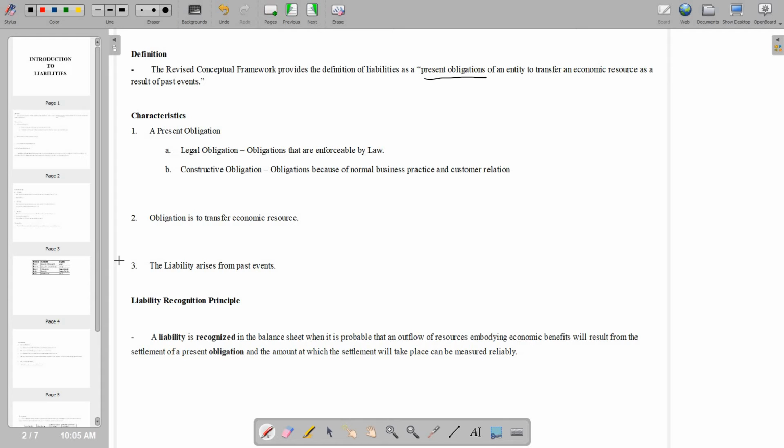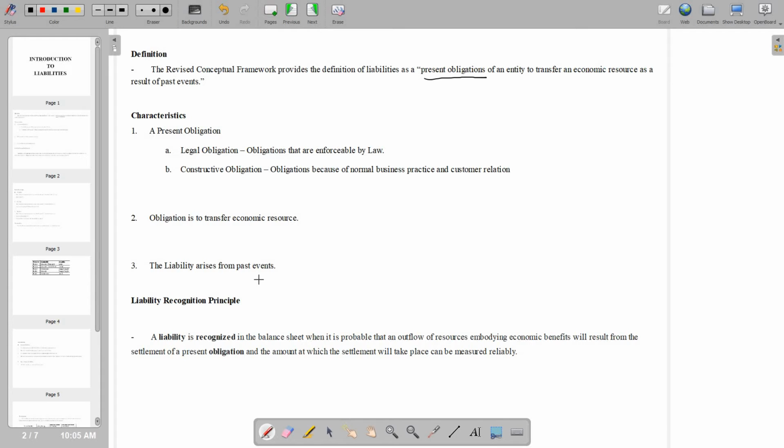But I have estimated that there may be someone in that 1,000 people that I have sold. I don't know who the exact person is. I just know that in the future I have to pay. So, obligation to transfer resources. Number 3, the liability arises from past events. So, something happened in the past that gave rise to that liability.